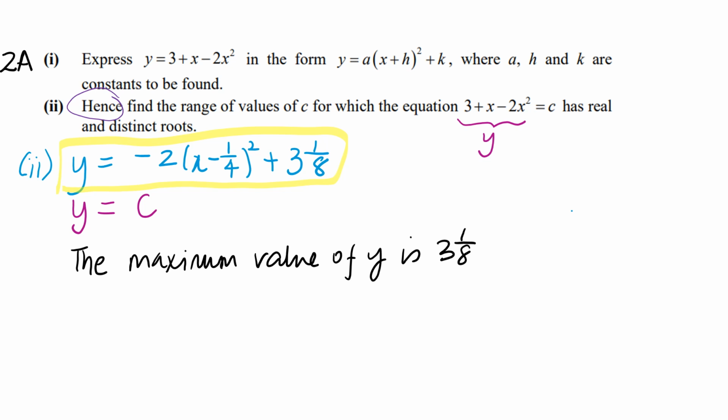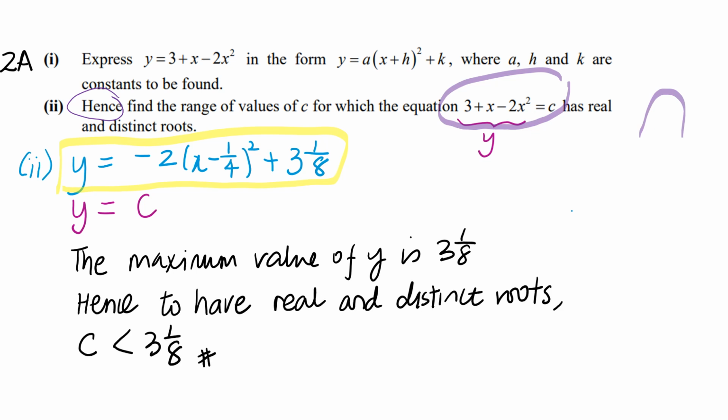What this means is that I have a curve and I have a line. If you replace 3 plus x minus 2x squared with y, then what we are saying is that we're actually finding the intersection points of a curve and a horizontal line, y equals c. So it's something like this.